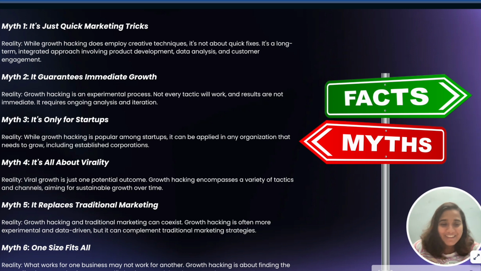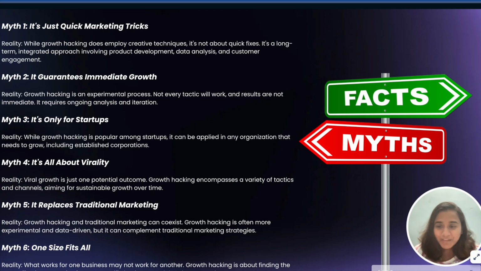Let's bust some myths about growth hacking. Myth number 1: it's just quick marketing tricks. Obviously growth hacking is not about quick fixes. It's a long-term integrated approach involving product development, customer engagement, data analytics, and a lot of other things. So it's never just a quick marketing trick.